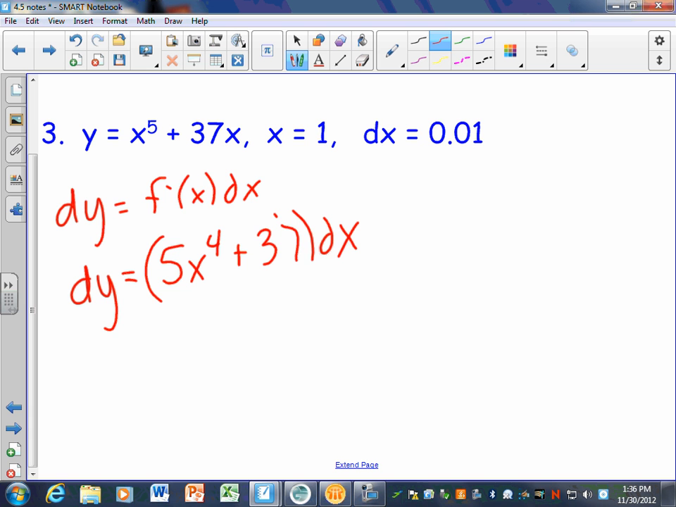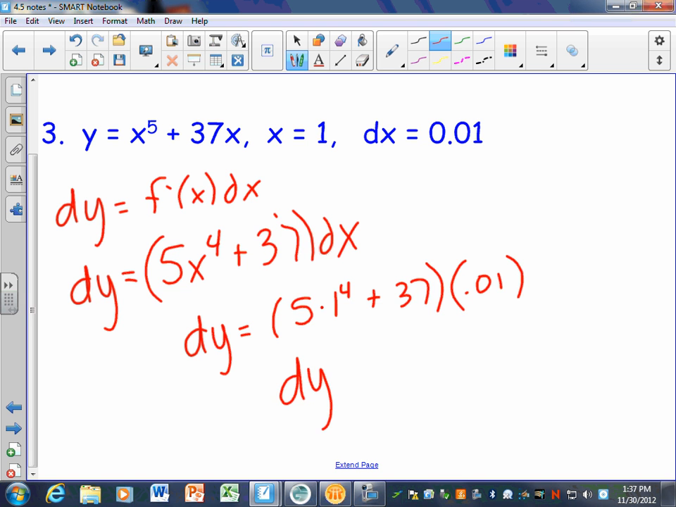But now, since they give us values, we're just plugging in, right? We're just going to get a number answer. We're just going to plug in 1 for x, and I'll show my work here. 5 times 1 to the 4th, plus 37, and then they tell us dx, and dx is usually a really small number because it's a small little change in x. And you can just use your calculator from there, and you're just going to get a decimal answer.